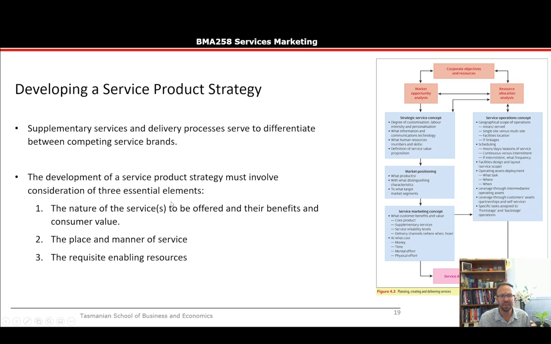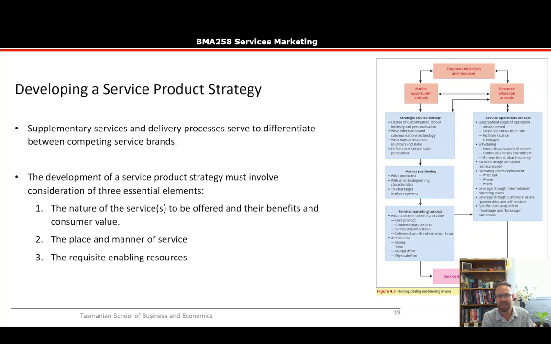In this part, we'll be looking at developing service product strategies. Supplementary services and delivery processes serve to differentiate between competing service brands. So it's important for us to think of us managing these service firms in that way.